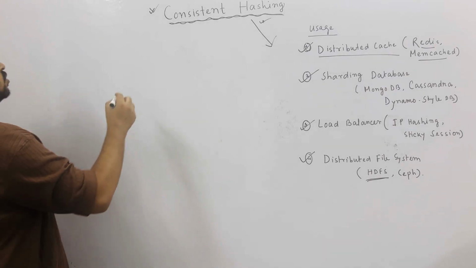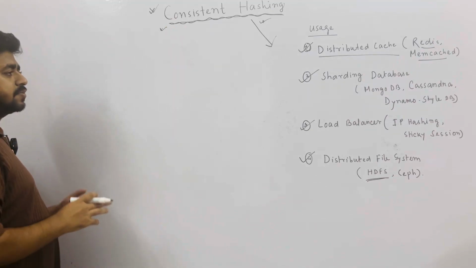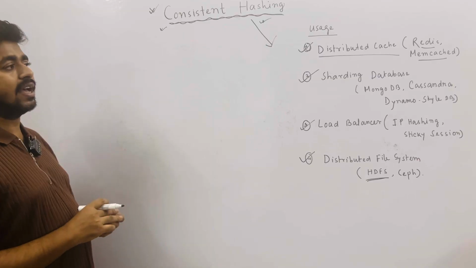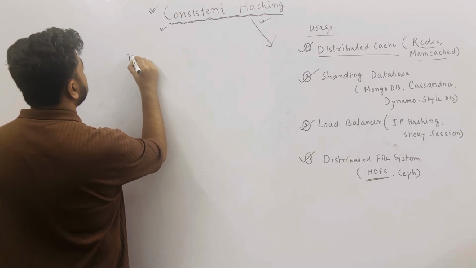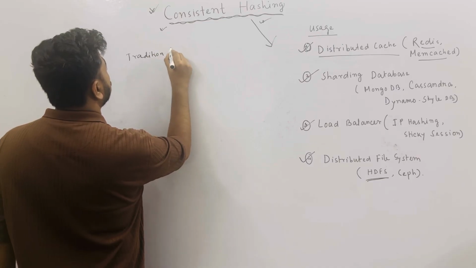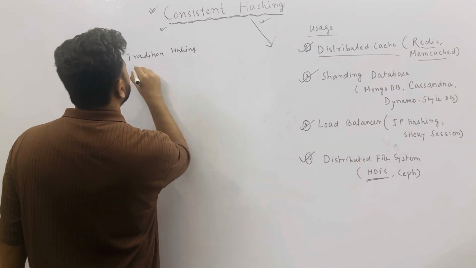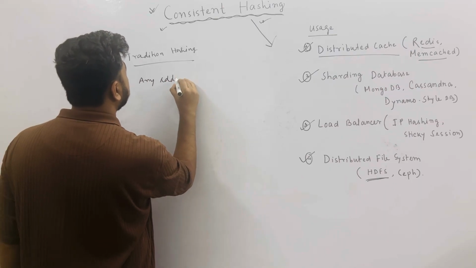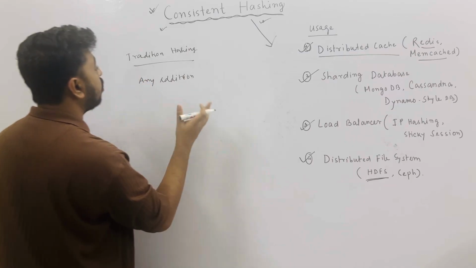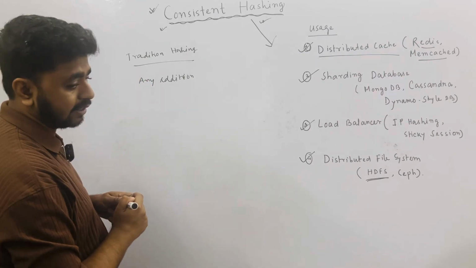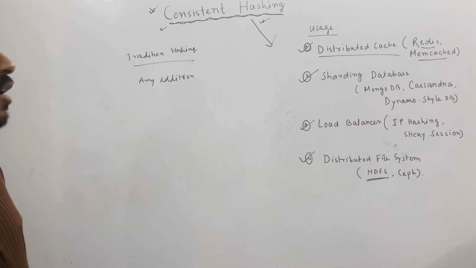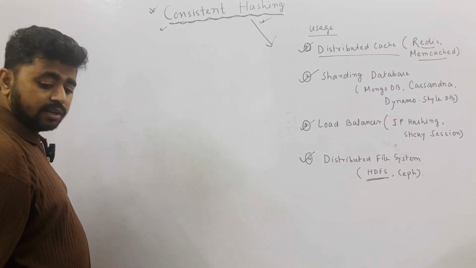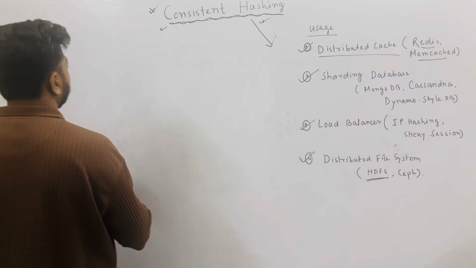Today we will talk about consistent hashing. In the previous video we discussed in detail the issues we may face with traditional hashing. Whenever there is any addition or deletion of a server, it has a global impact. How did the global impact come? All the user requests were moving to a different server.